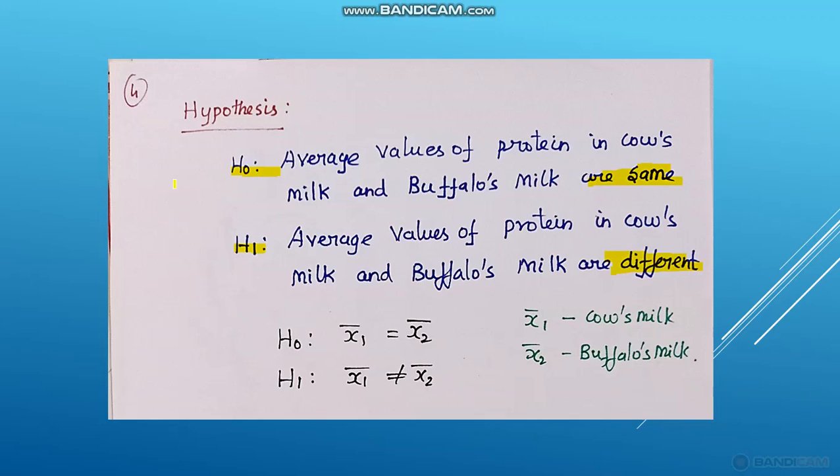Here we can write the null hypothesis like this: H0: x1 bar is equal to x2 bar. And the alternate hypothesis I can write like this: H1: x1 bar is not equal to x2 bar. So this is a two-tailed test, because the alternate hypothesis is not equal to. Here x1 bar is cow's milk and x2 bar is buffalo milk. So we want to compare the two average values of protein.